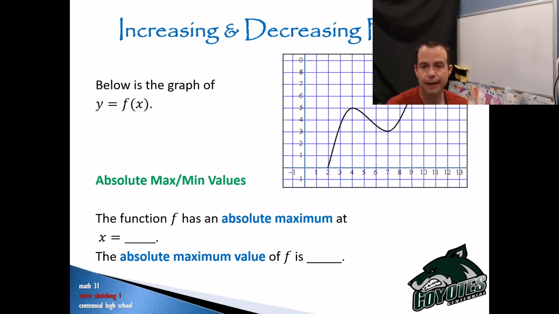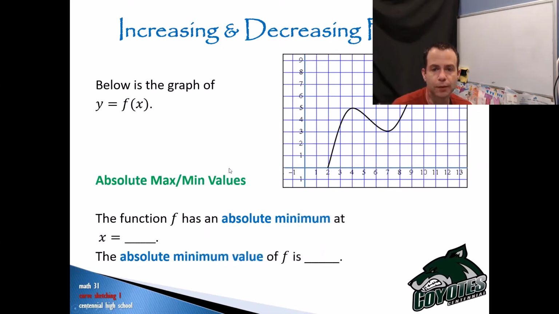So, absolute max and min values. The function f has an absolute maximum value at x equals, well, read it off your graph, it would be x equals 10. And then the absolute maximum value, that's just the y value, so that would be 8. We have an absolute minimum at x equals 2. That's the absolute lowest point of this graph. And the absolute minimum value, so that's the y value there, would be 0.